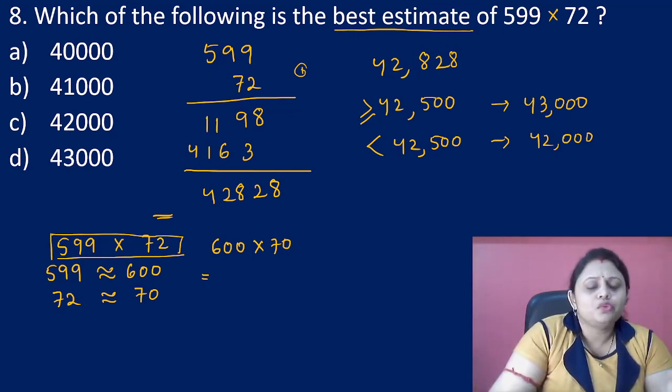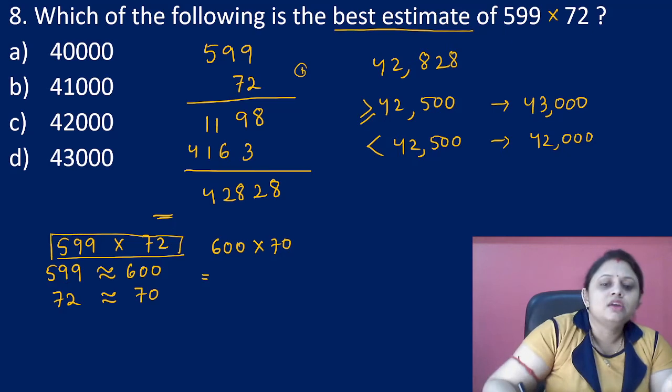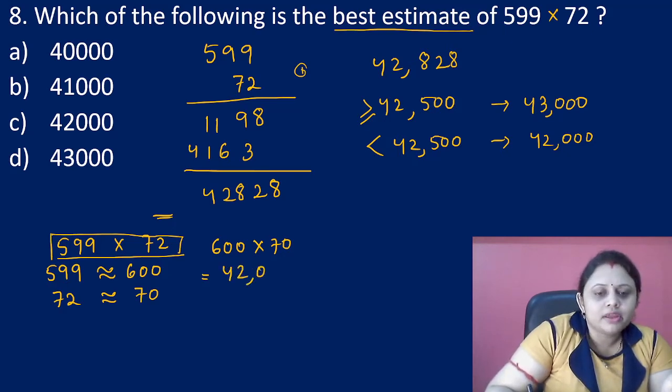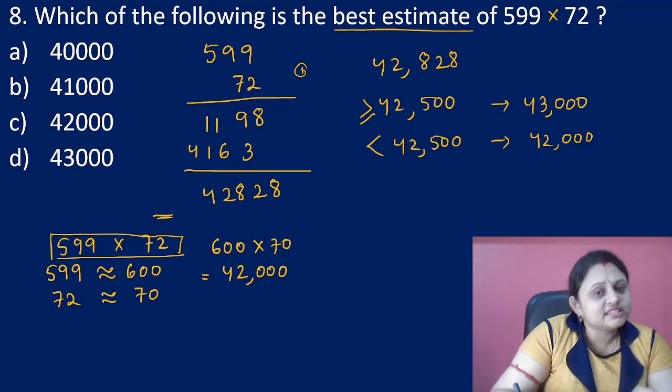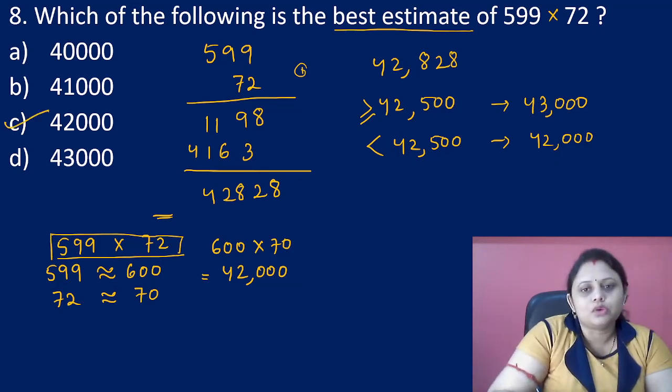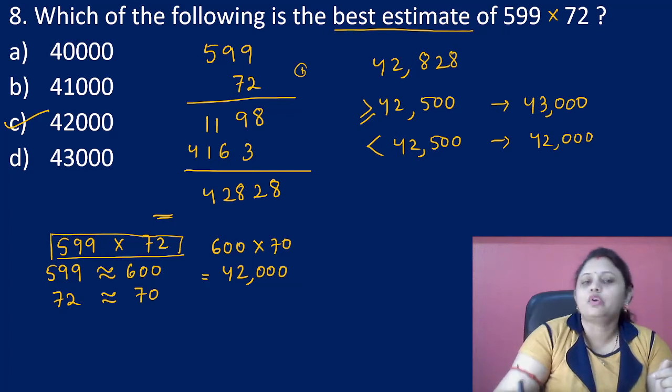Okay, and we just need to estimate. So we can take 599 as 600, 72 as 70, and what will be the correct answer? That will be 42,000. So if you are asked what is the best estimate, then you will write 42,000, and if the question asks for the nearest value of this into this, then you will write 43,000. Okay, so for this particular question the answer is 42,000.